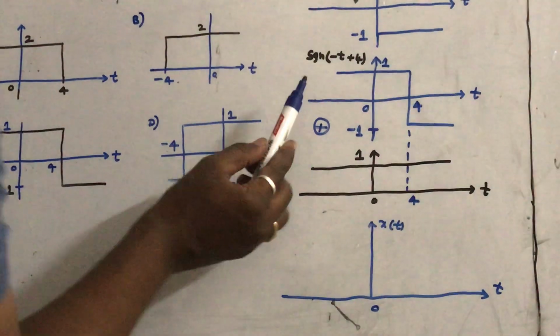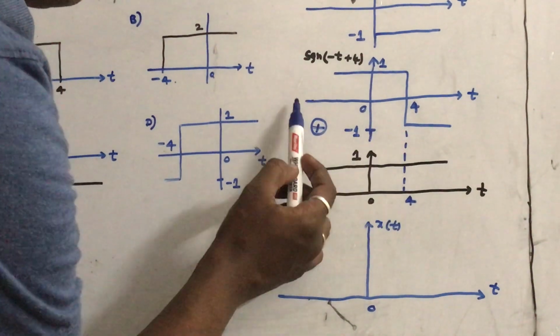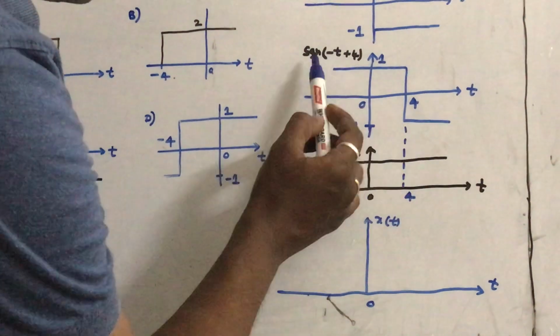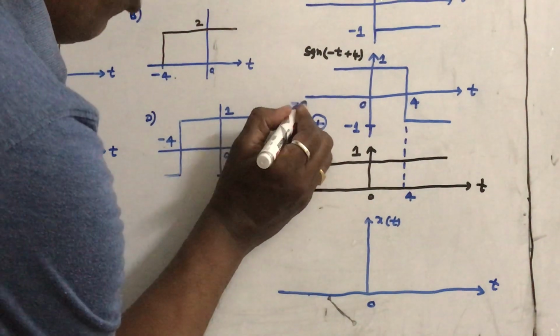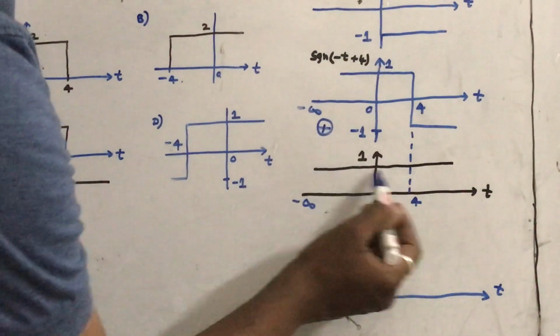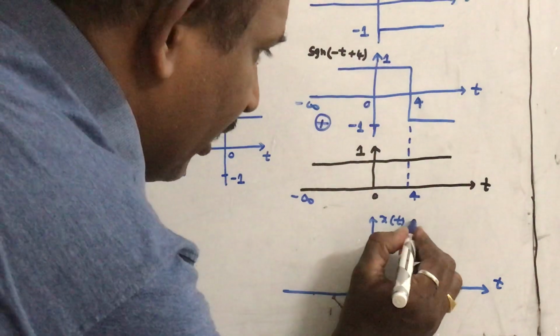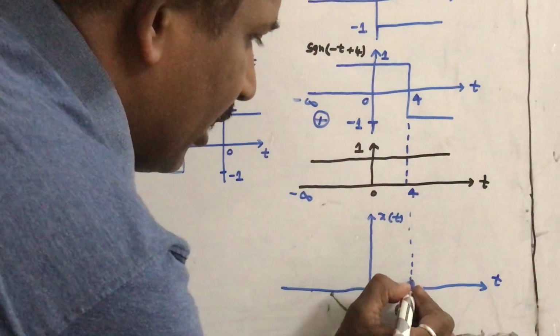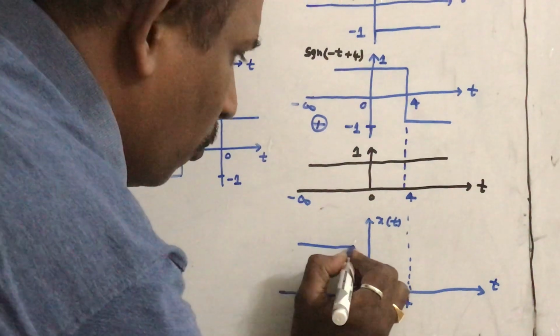You can see from both the diagrams, during the duration minus infinity to 4, its value is 1 and its value is 1. 1 plus 1 is 2. So therefore till t is equal to 4, 1 plus 1, the amplitude is 2.